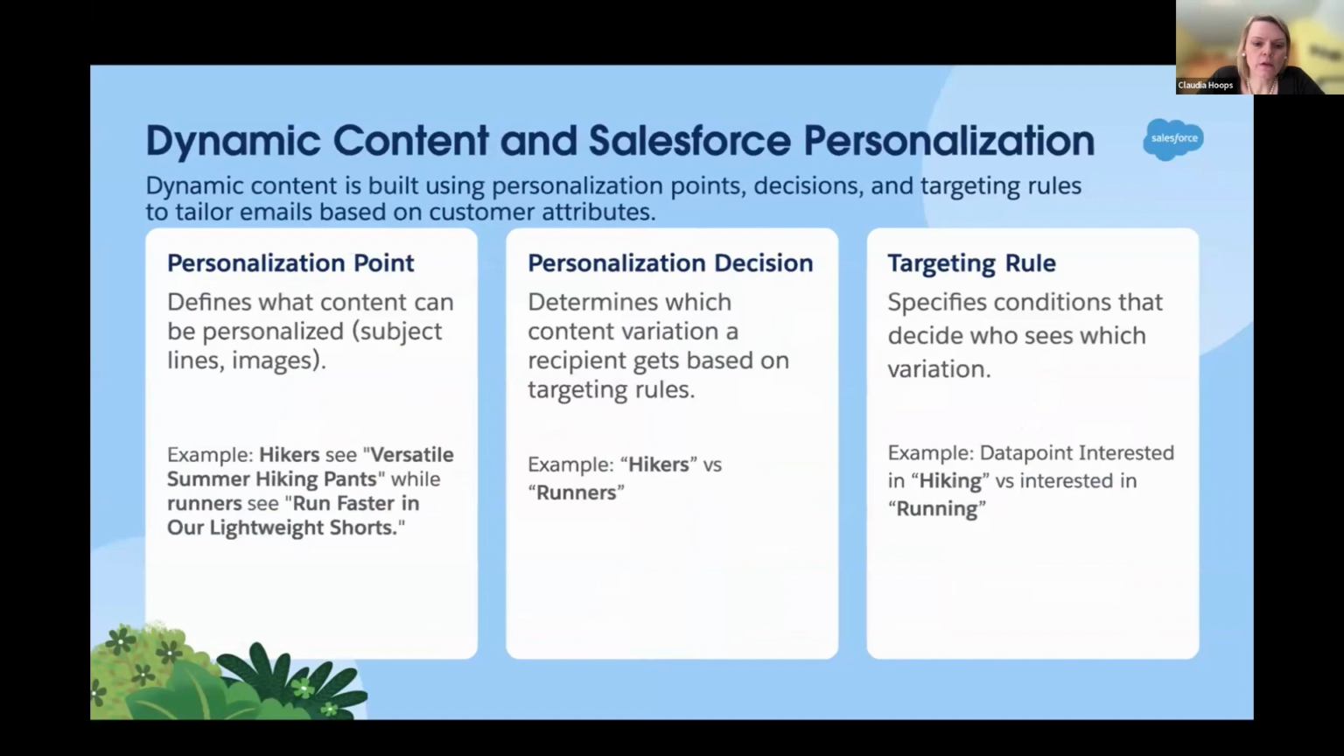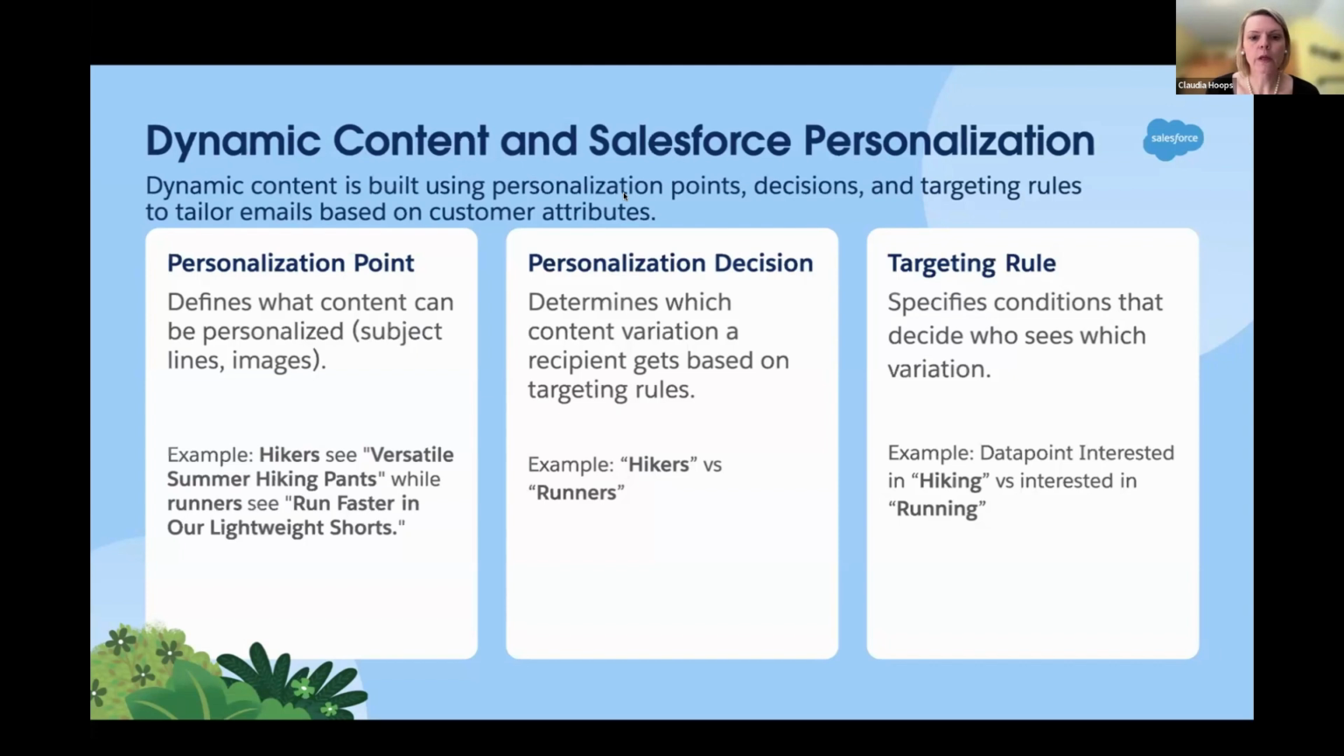So dynamic content, a few more words about this, works with three things. The first one is a personalization point that defines what content can be personalized, like the subject line or the images or the content. There's an example down below here. I guess for hikers, there's the hiking pants, an image for that, or a button to click through to that, or content for that. And for runners, they would see running shorts for that.